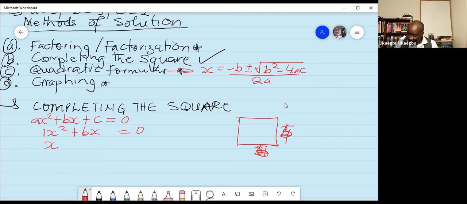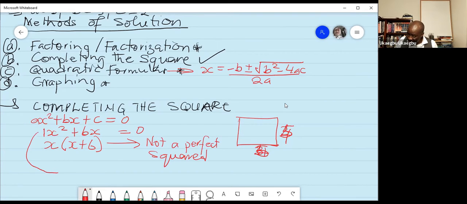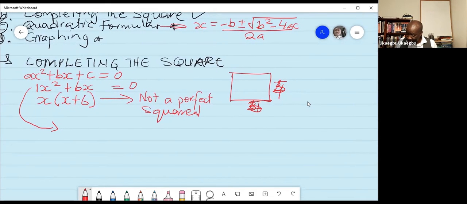So if we factor this expression right now, we are going to have x bracket x plus 6. So it is not a perfect square. So you can indicate not a perfect square. However, we can make this a perfect square. Now here's what you can do in order to make it a perfect square.